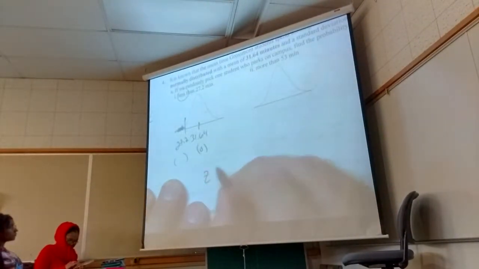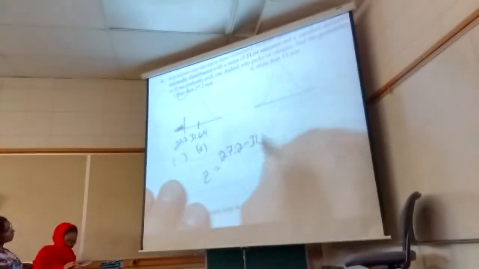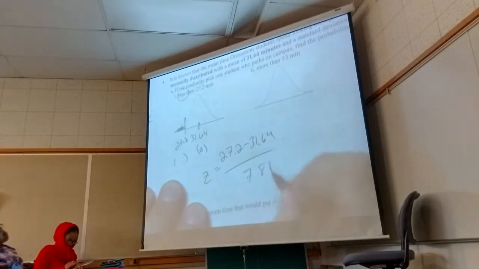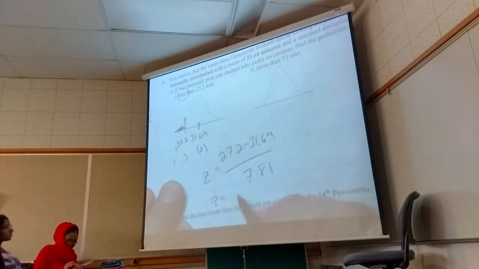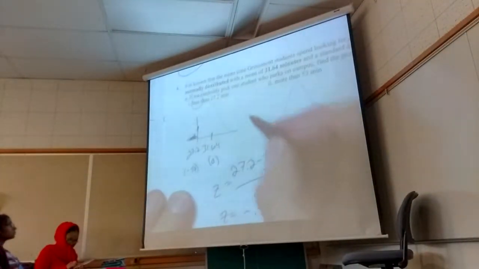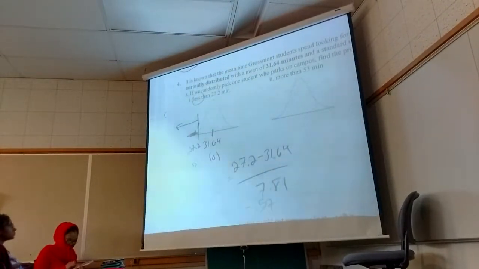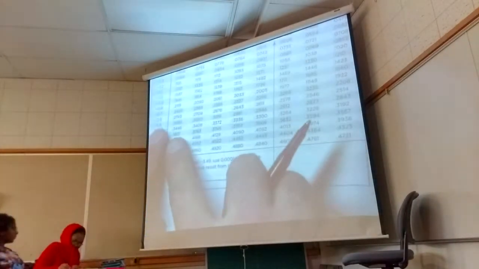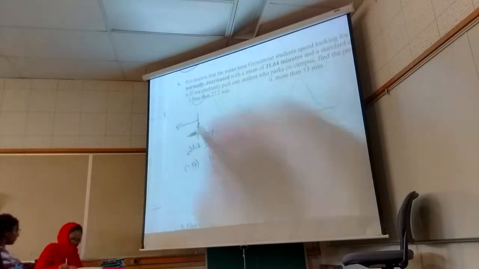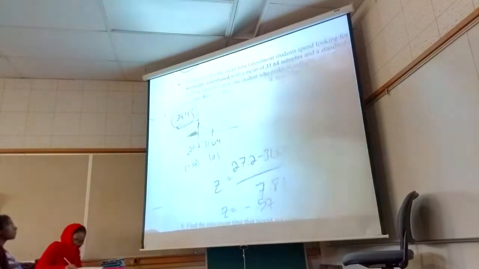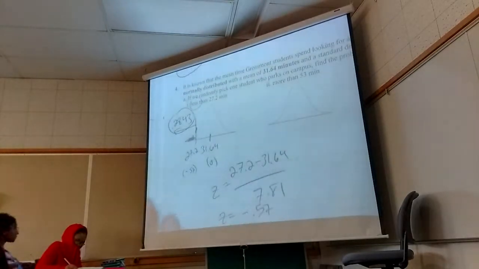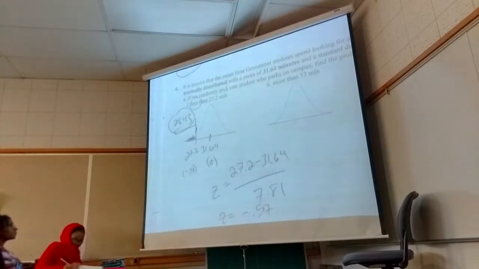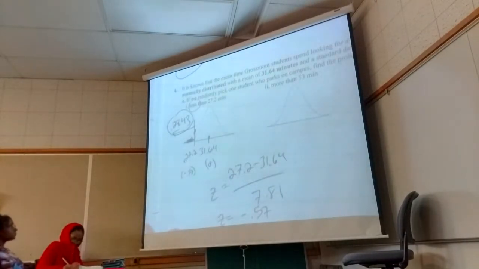To make this a z-score it's x minus the mean divided by the standard deviation. So what do you guys get for that? Negative 0.57. Yeah, negative 0.57. So now it's just like these problems. If I look up negative 0.57, I get 0.2843. So almost a 28.5% chance that it takes somebody less than 27.2 total minutes in a week to find the parking spot.